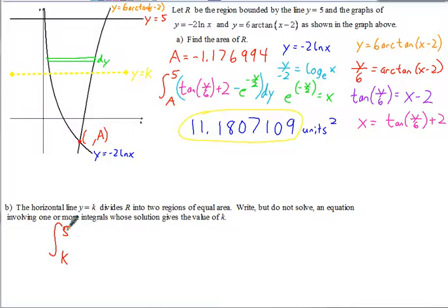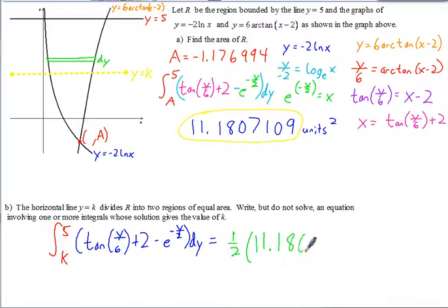And then the same integral we had here, so tangent of y over 6 plus 2 minus e to the negative y over 2 times dy. And now we have to set this equal to half of the area we got right there, which was 11.187109. And that's all I have to do to set it up. This one you don't actually have to solve like we did the other way. Now let's quickly look at how you do this on the Inspire.